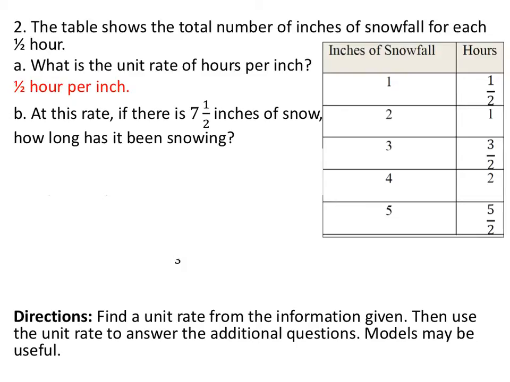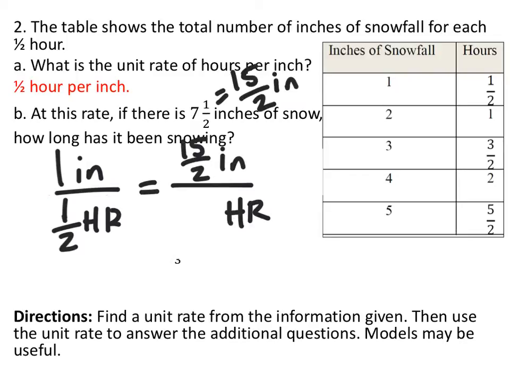So the hours per inch, so we were looking for 1 inch, which it gave us in the table right here. That's 1 inch right there for 1/2 hour. But let's say that there's 7.5 inches of snow. How long has it been snowing? So there's a couple ways we can look at this. We can compare our unit rate, and then we can determine how many hours using a proportion like this it will take to snow 15/2 inches.